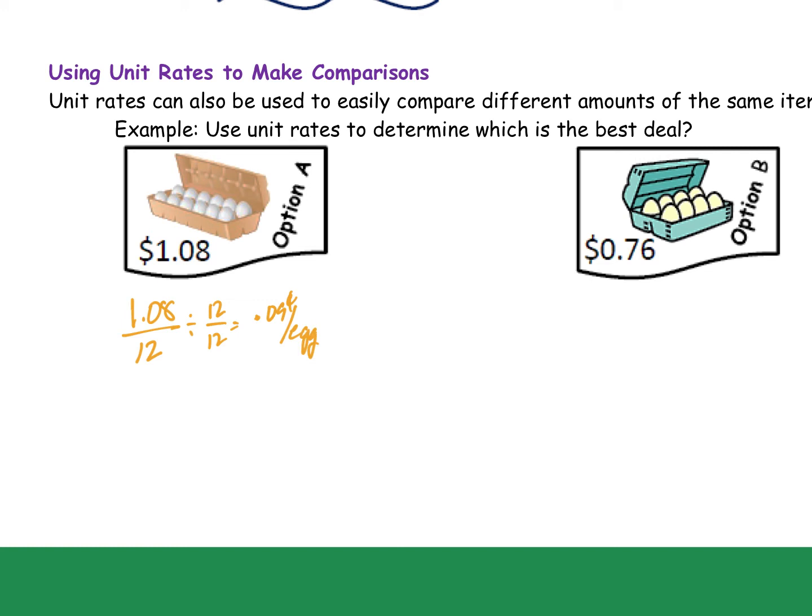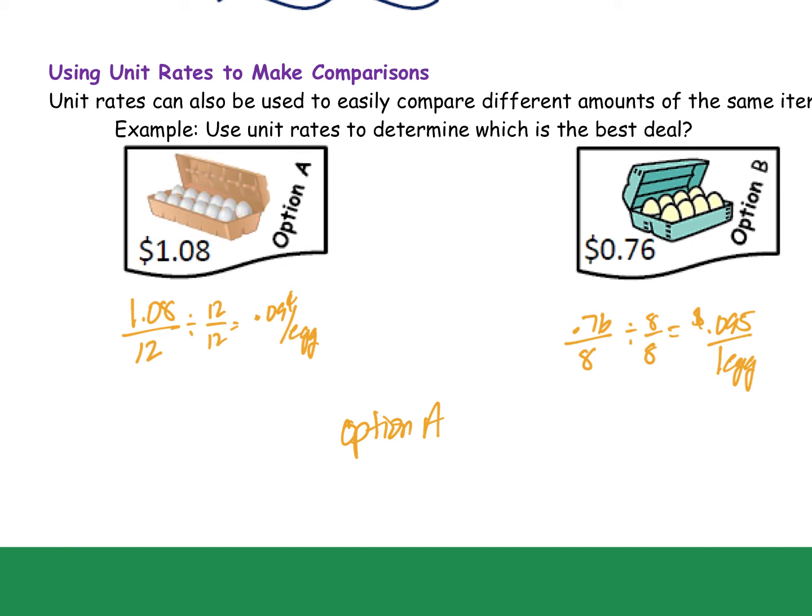Okay, so that's how much that one is. And then the second one, I'm going to take 0.76 and divide by 8. So I divide by 8 over 8. So that's going to equal 0.095 per 1 egg. Okay, so which one's cheaper? Well, option A, obviously, by 0.05 of a cent. Okay, so, I mean, it's not a big savings, but it is a savings. Yeah? Okay.